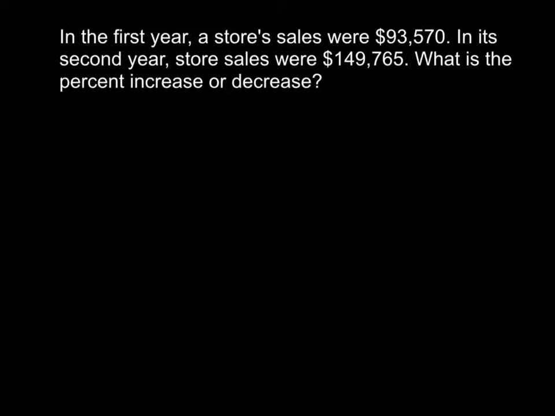So the way to determine whether it is a percent increase or decrease is you look at the first number and then the second number and then determine, did the number go up or down? So in your first year, you made $93,000. Your second year, you made $149,000. That amount went up. So that means that there is going to be a percent increase. And that is the simplest way to determine whether it is an increase or decrease. Your amount the second year went up, so it is going to be a percent increase. Now, let's go ahead and determine what that percent increase is going to be.